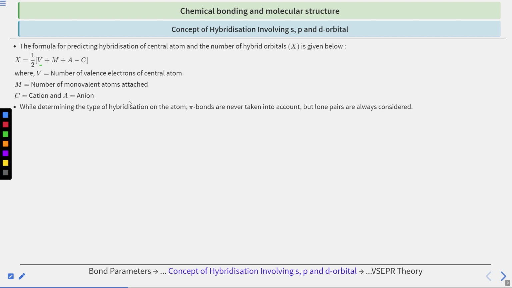While determining the type of hybridization of the atom, pi bonds are never taken into account. This is the point to note: when we are determining the type of hybridization a molecule or an atom has, pi bonds are never considered, but lone pairs are always considered. Or else, in the place of pi bonds, lone pairs are always considered, right? This is a point to be noted.